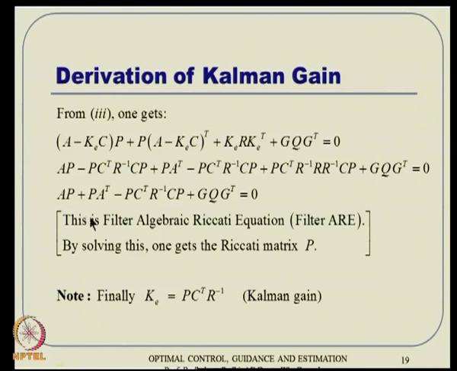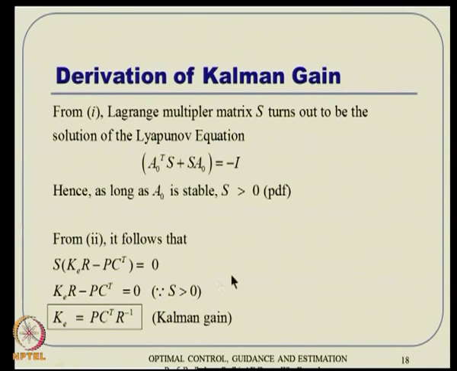Okay. So this turns out to be the filter algebraic Riccati equation, or in short, filter ARE. Once you solve this, you get the Riccati matrix P, and finally K is nothing but PC transpose R inverse. That is how it is.